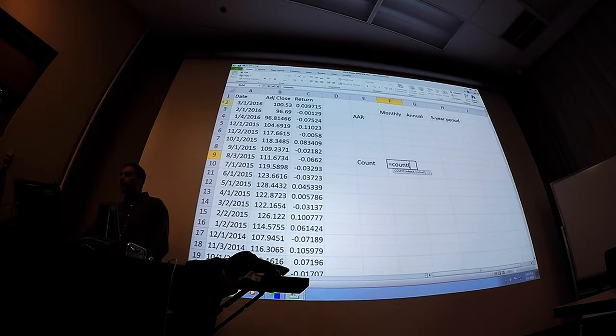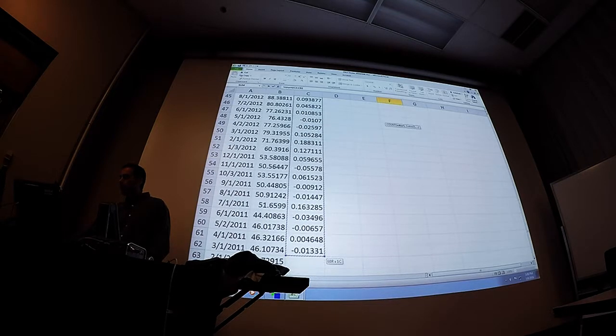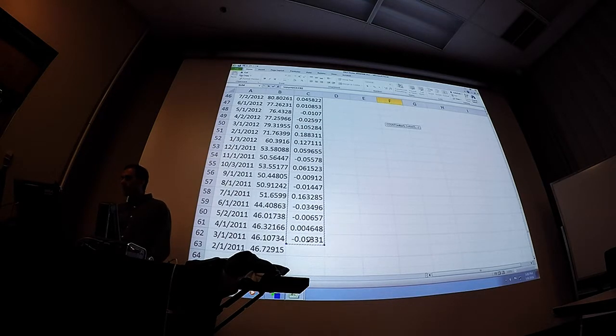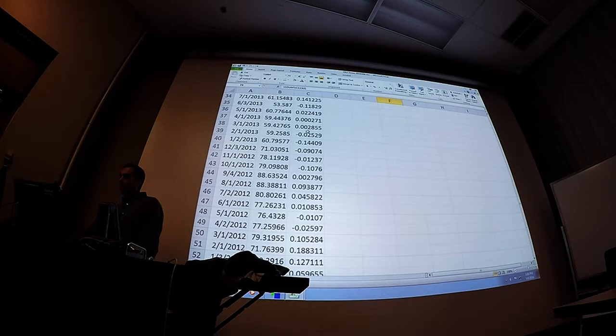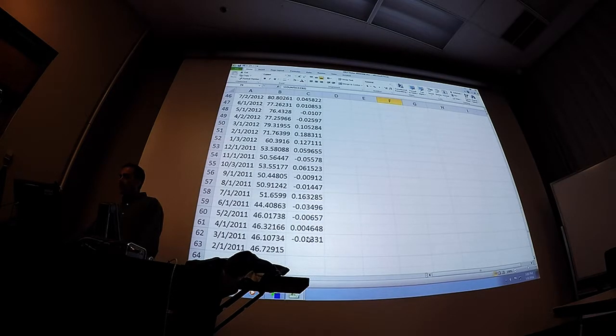And if you don't count, then you've got to look at what row you start at, what row you end, and subtract 2 numbers. And if you can't subtract 2 numbers, you can let Excel just count it for you. So if I count it, there's 61 return observations there, from this row down to this row.